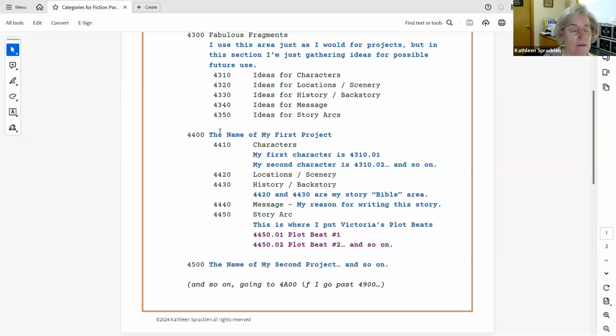So here's the model for each one of my projects. My 4410 area is my characters. I will go more deeply into it on the second page, but I just number my characters using topics. So I have an area that's 4310.01 is going to be my first character, .02 is my second character, and so on. I don't have the interesting idea of having the characters that are related to a given character as a breakdown. I think that's a lovely addition of Victoria's. You could probably arrange it to work for yours.